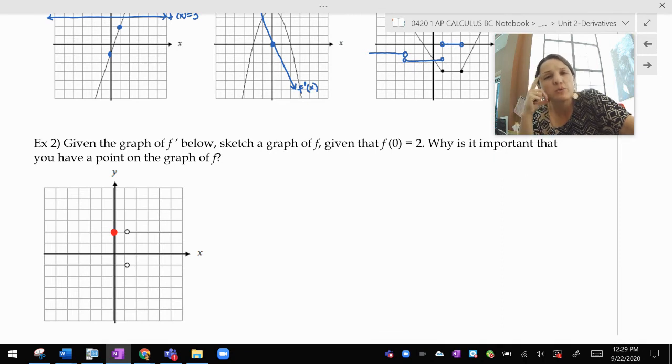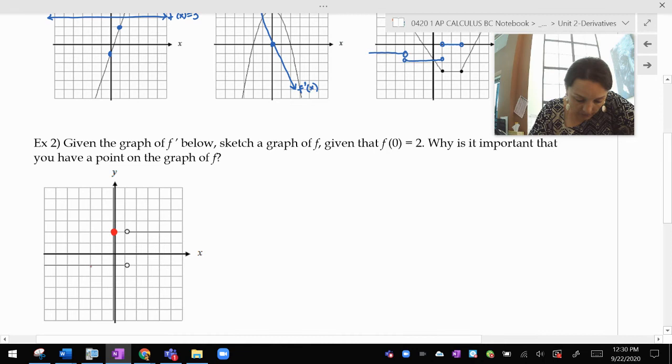I'm pausing to make sure that you're thinking too. Well, the reason that that's important is because f prime tells me about the slope of f, not the location of f, just its steepness. So there are an infinite number of what are called antiderivatives to every derivative. And those antiderivatives are going to be vertical translations of one another when we're talking about functions. So in this case, all I know is the slope.